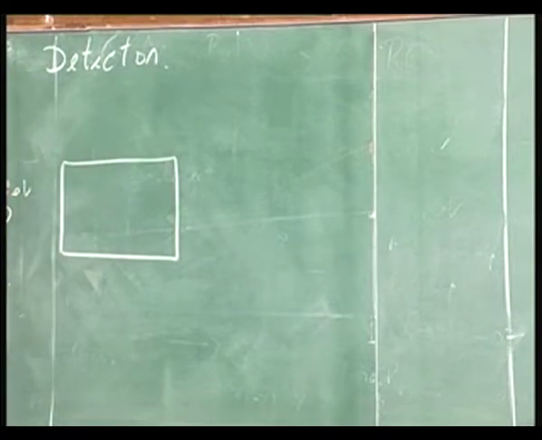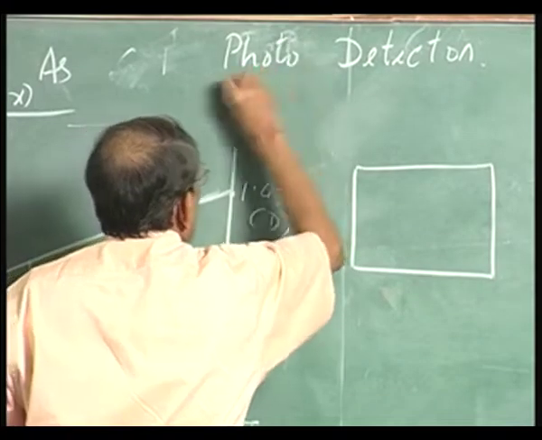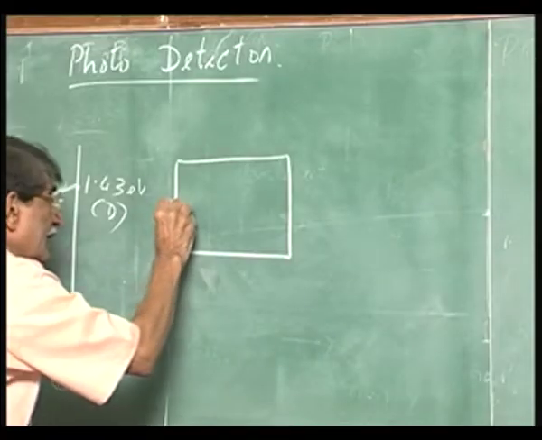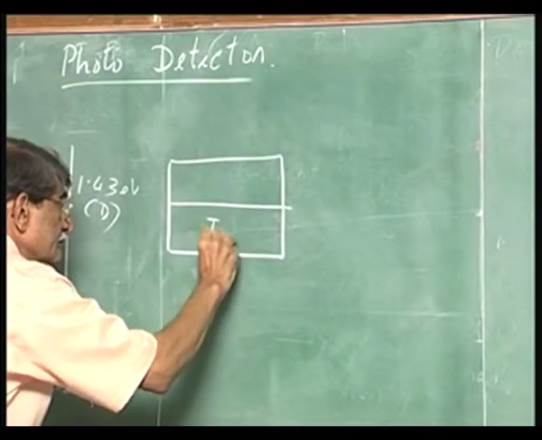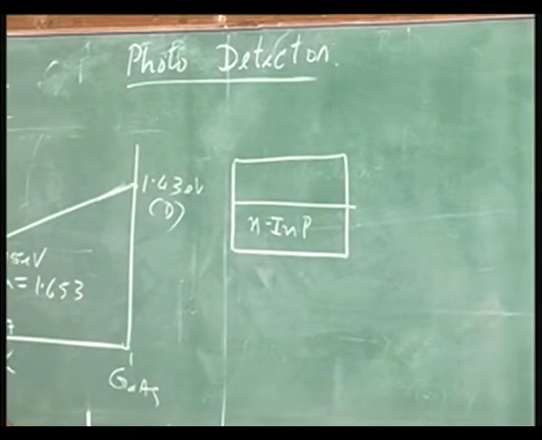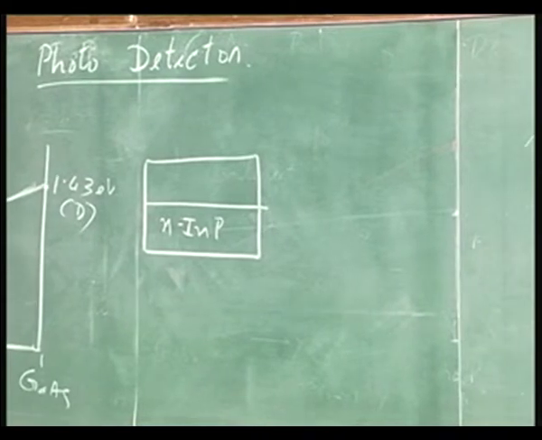Photodetector, or a photodiode, if you make it. What you do is take indium phosphide, N type. Okay. This is the reverse of the LED.